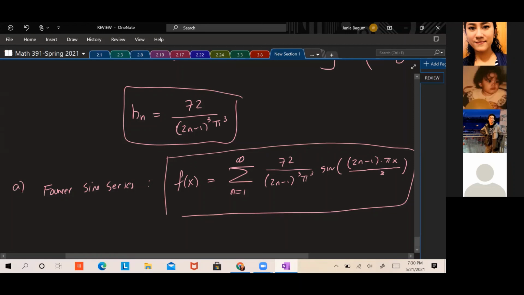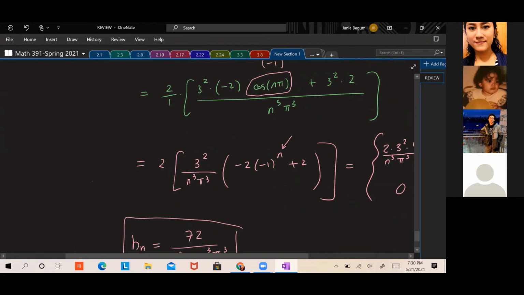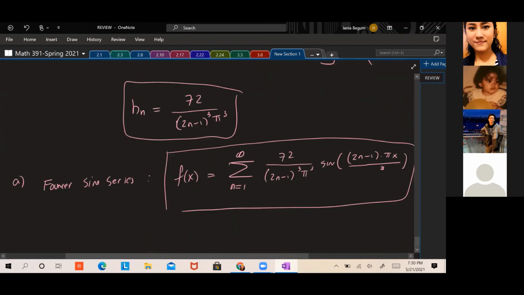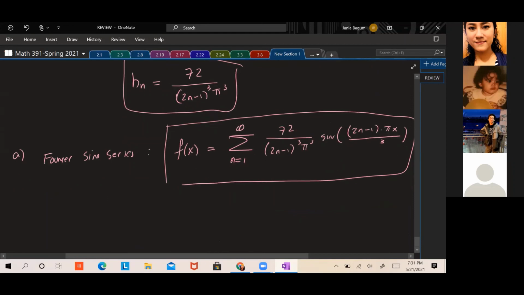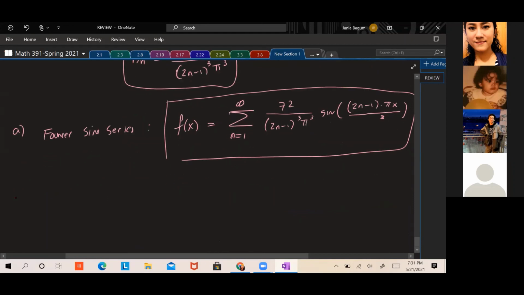Okay. Any questions? So yeah, this is a lot of work. So just make sure you do it very carefully, because if you don't get the coefficient right, then the heat equation, if it involves that, is going to be wrong also. Now, what do we need to do for part B?